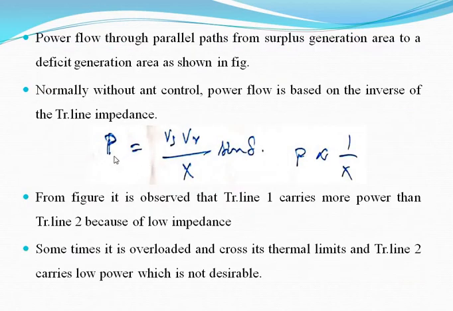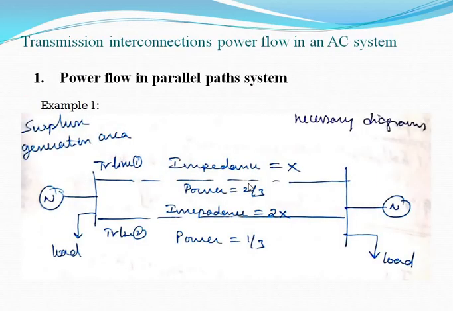So we have the relation of power P equal to Vs VR by X sin delta, where Vs is the sending end voltage, VR is the receiving end voltage, X is the impedance of the transmission line, and delta is the phase angle. From this relation, P is inversely proportional to X, that is, inversely proportional to the impedance. So as shown in the figure, transmission line 1 carries more power than transmission line 2 because of low impedance.